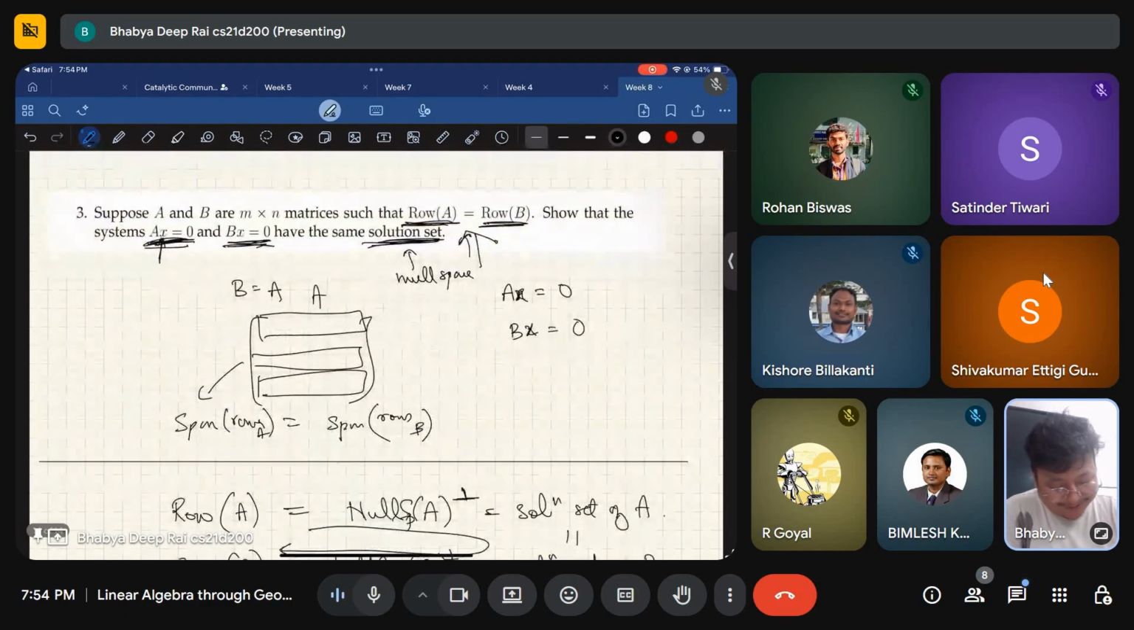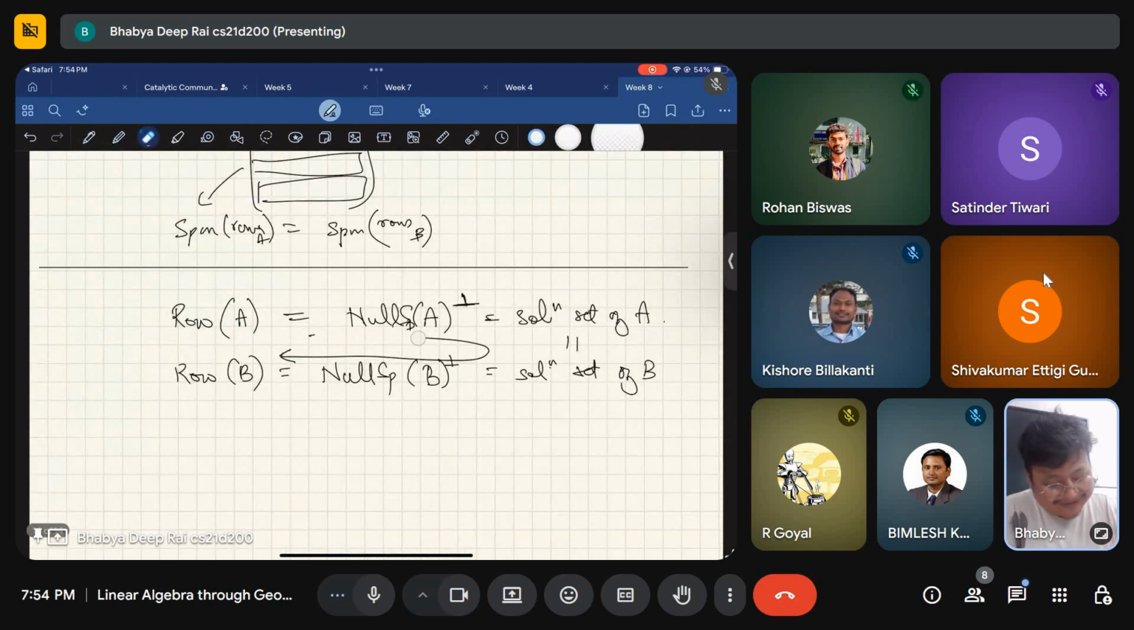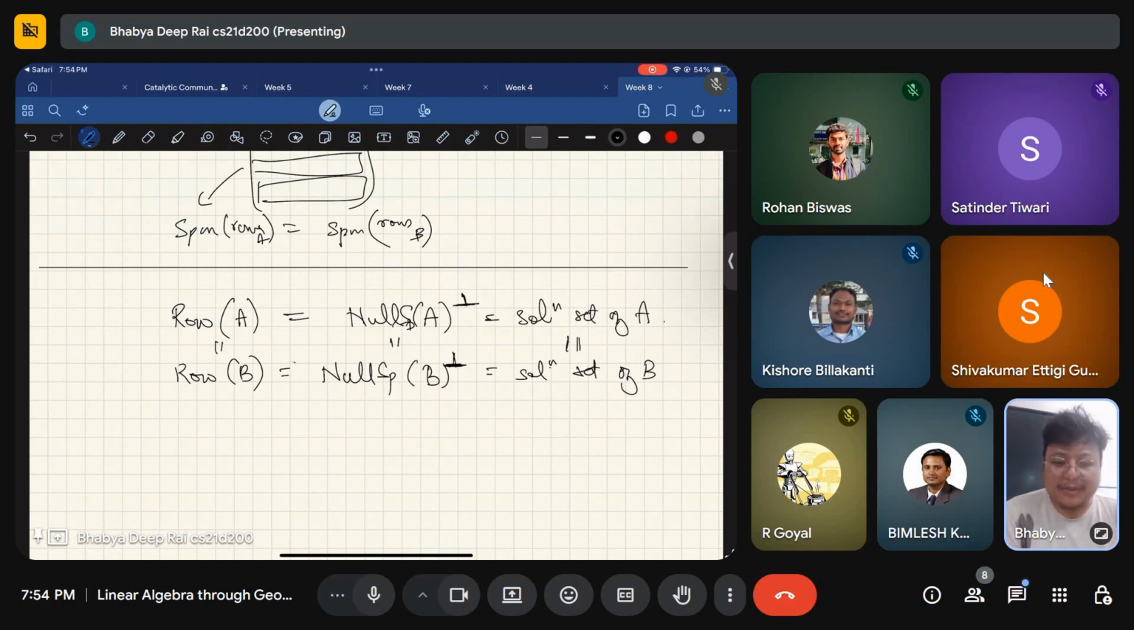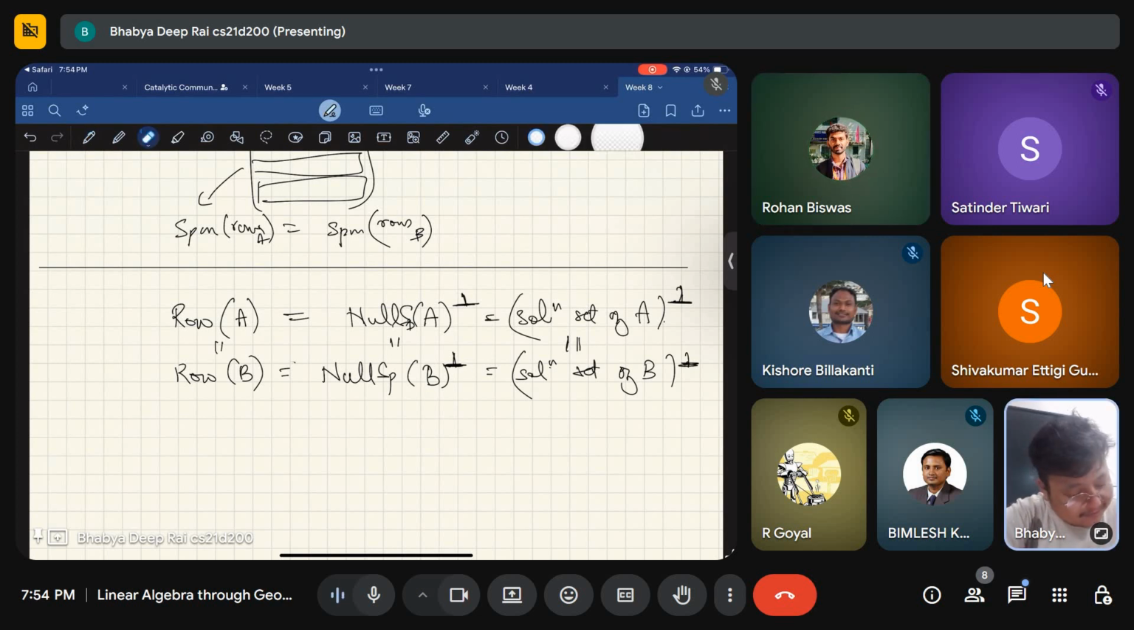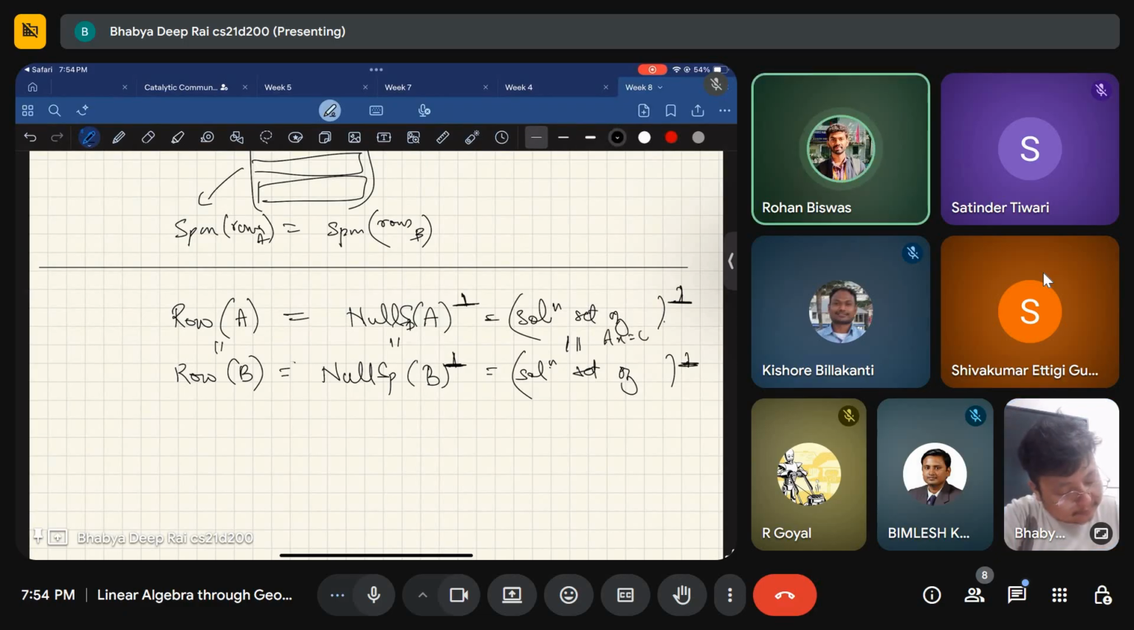Sorry, it should go in the other order. These two are equal according to the question. Row spaces are the same, so it means that the null spaces are the same. And since we are talking about the orthogonality also, that will also be preserved, and therefore the solution set of B is the same. Sir, can we write the solution set of Ax equal to 0, to be clear? Yeah, sorry, this is confusing. But this is clear, right? Right, yeah, and that's a good proof.